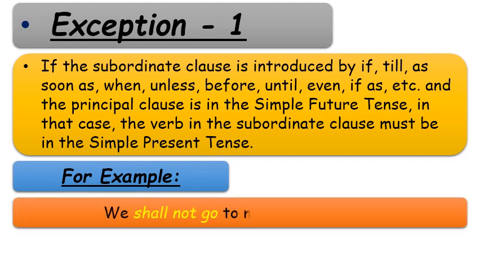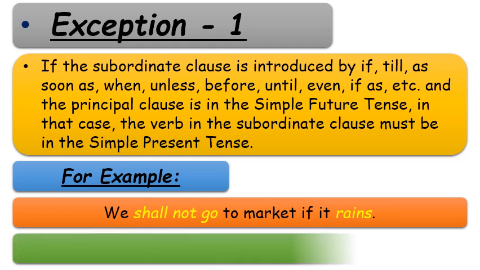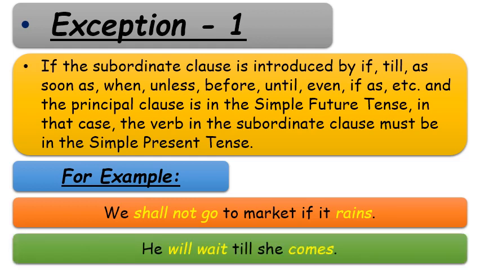Number 1. We shall not go to market if it rains. Number 2. He will wait till she comes. As per the rule, we can see that in both the sentences, the subordinate clause is introduced by if or till. That is why simple present tense is used with it.